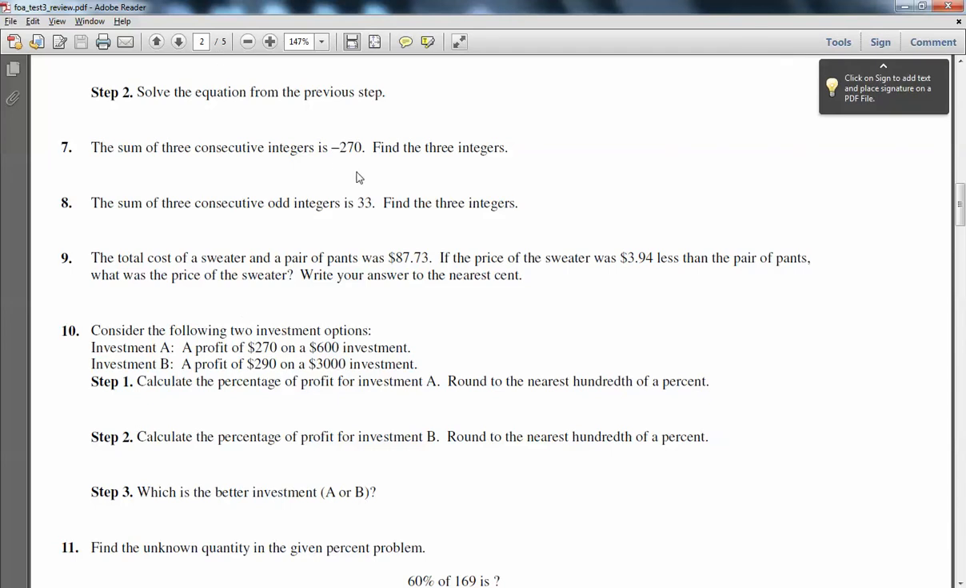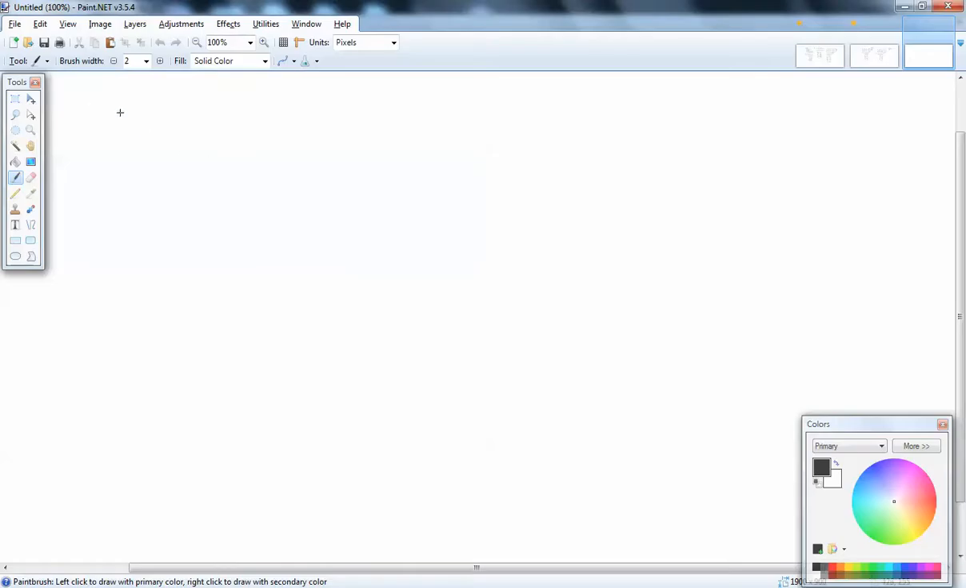Sum of 3 consecutive integers is negative 270. Consecutive integers. So we got our first one, we got our second one, and we got our third one. Okay, first one's always x. Let me think of consecutive integers. That'd be like 1, 2, 3. So going from our first one to our second one, well, think what we did over here. We added 1. So going from here to here, we're going to add 1. Now going from our first one to our third one, we added 2. So going from our first one to our third one here, we're going to add 2.